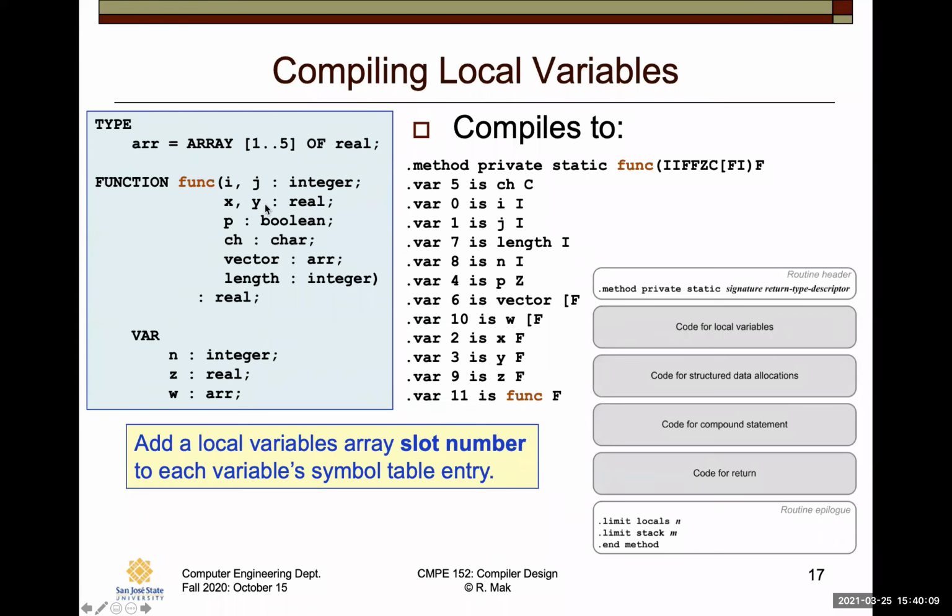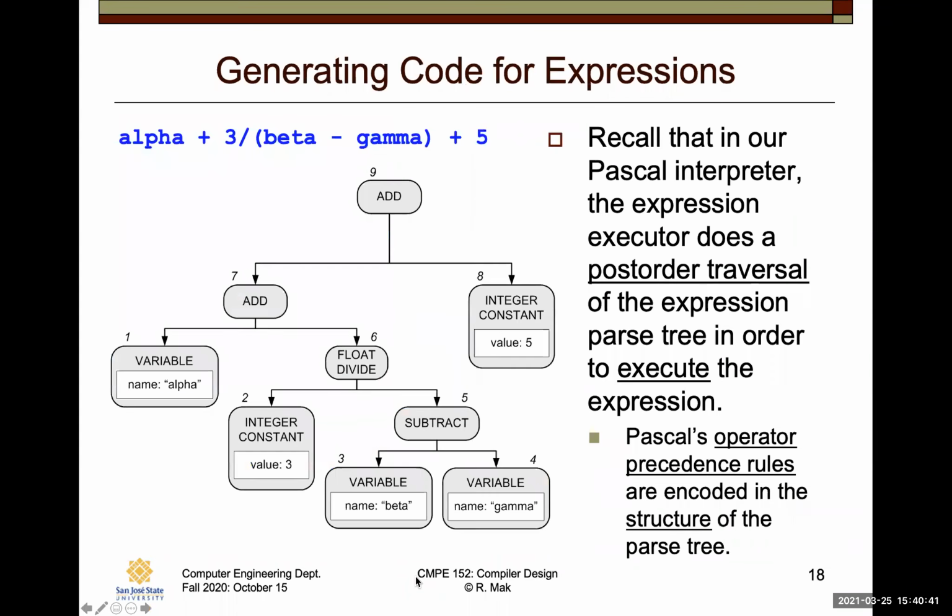And so in the symbol table entry, for each identifier, for each parameter and each variable, we can have a slot number. Those are assigned in the front end during the semantic pass. Okay? So that's where the slot numbers come from. We have to make sure that the semantic pass, when it's building the symbol table, is also assigning the slot numbers.